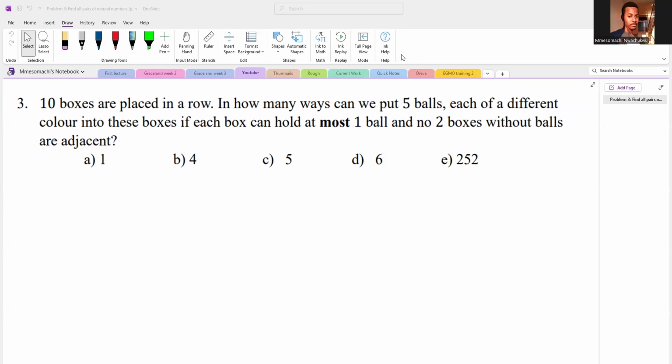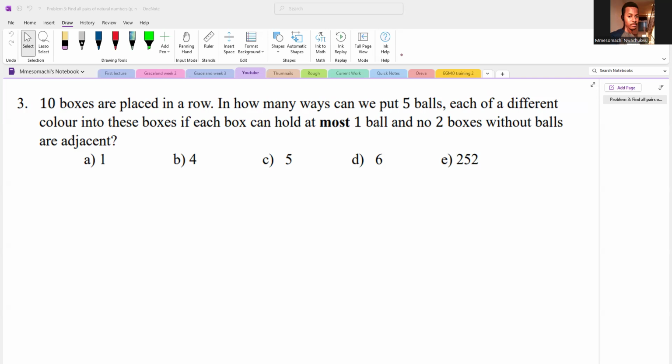We'll be looking at the third problem from the Special Maths Contest 2023. And it says 10 boxes are placed in a row. In how many ways can we put 5 balls, each of a different color, into these boxes, if each box can hold at most one ball and no two boxes without balls are adjacent?